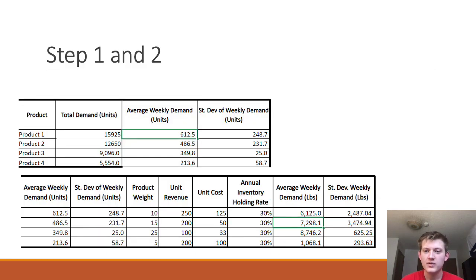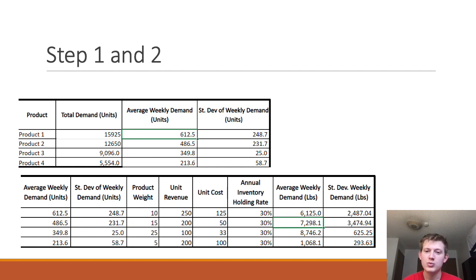For the first step, we found the total demand in units by creating a pivot table and found the sum of demands in units for each product. This was done by putting the product into the rows field of the pivot table and the sum of demand in the values field. We then took the average weekly demand by taking the average of each week's demand for all four products. Additionally, we found the standard deviation of each product using the stdev.s function for each product.